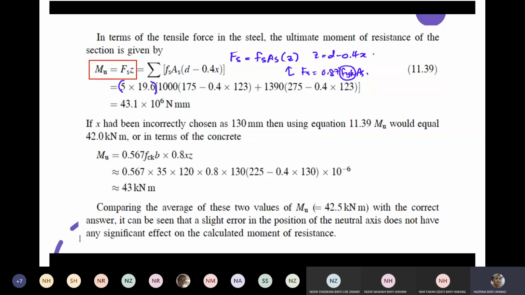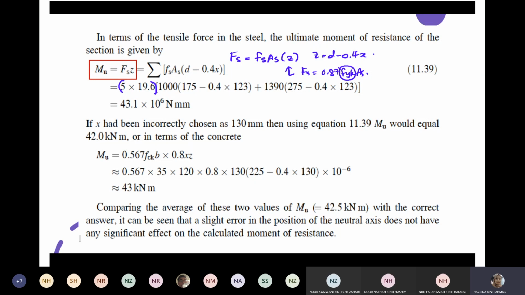So if X had been incorrectly chosen as 130 mm, using the same equation, mu would be equal to 42 kilonewton meter. Or in terms of the concrete, if we are calculating using the concrete calculation, considering X equals 130, we are going to get mu equals 43 kilonewton meter. So you can see here the value is almost the same.